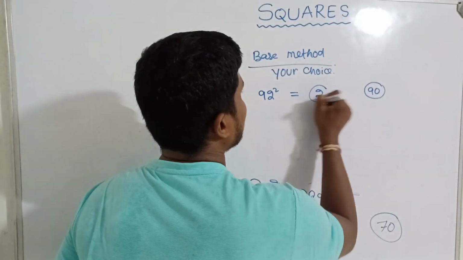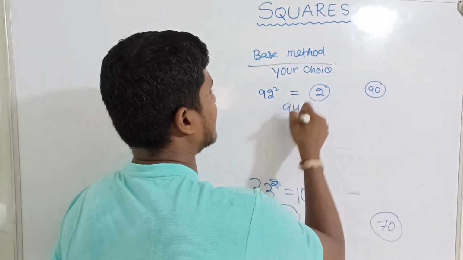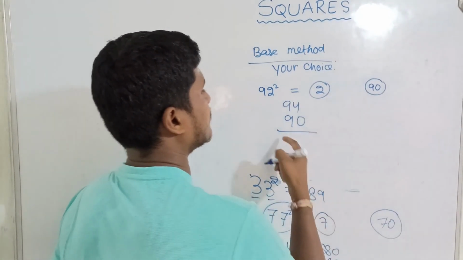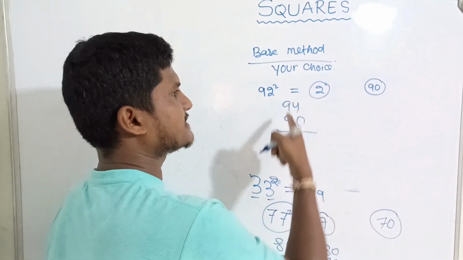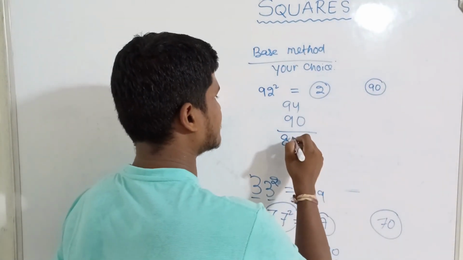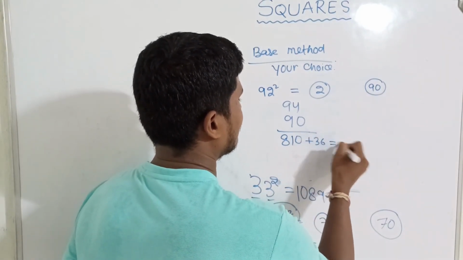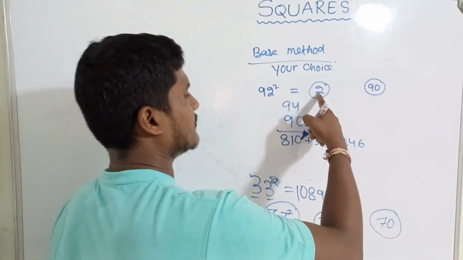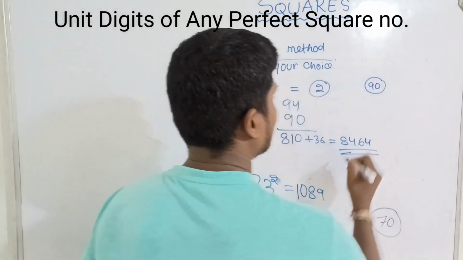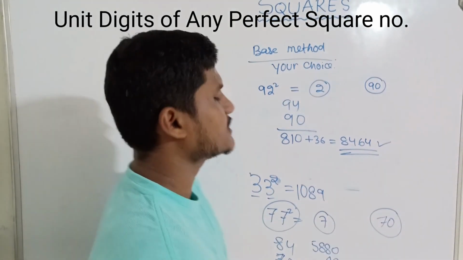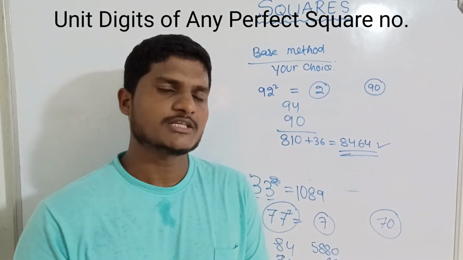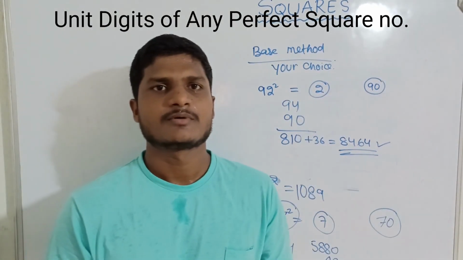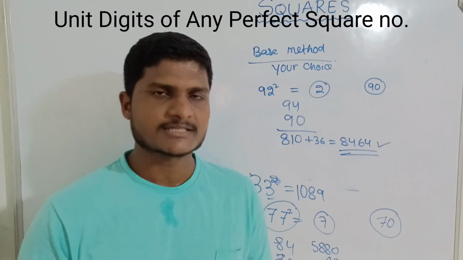The difference is 2 units. First of all, add these 2 units, that means 94. In the next step, 92 minus 2, that means 90. So 94 into 90 is 8460. Okay, so what is the square of 2? That is 4. So the answer is 8464. In this way, you can take any number of your choice as base. Okay, we are going to the next trick. Let's continue.